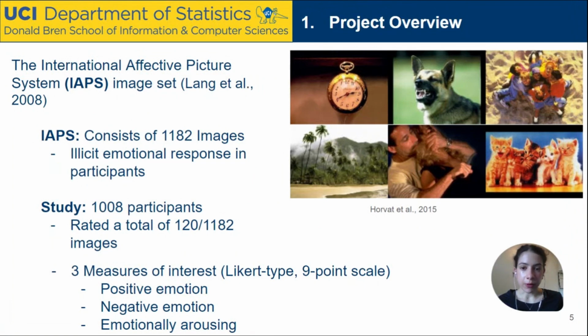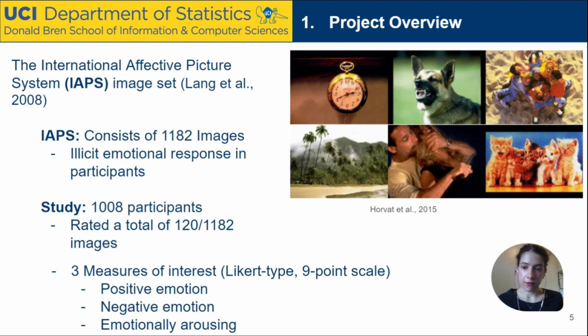To get an idea of what each participant recorded, if you look on the right-hand side of the screen, you can see 6 images from the IAPS image collection. This is just some random subset. They vary wildly in content and composition, as you can see here, and they have been selected to elicit a wide range of emotional response in participants, the entire subset.